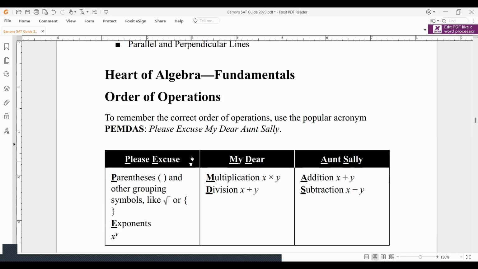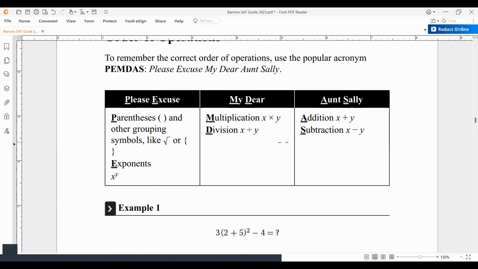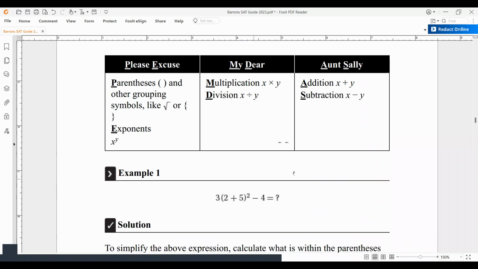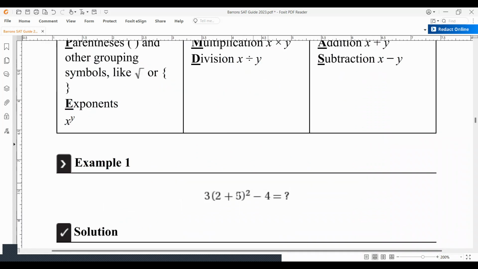Should you do the multiplication right before the division, or should you do the subtraction before you do the addition in any kind of mathematical expression? What is a mathematical expression? Just focus on this. This is a mathematical expression, and how do we calculate this?